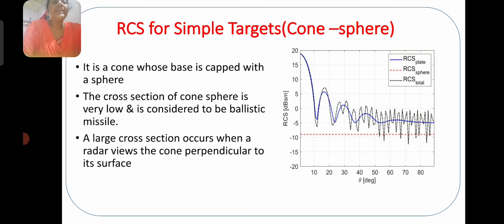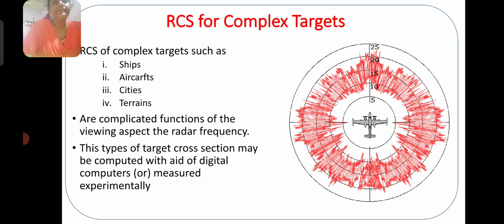So for the RCS, here we have plotted three graphs: the radar cross section of the plate, the radar cross section of the sphere, and the RCS for the total. The red line is the sphere, the blue line is the plate, and the black dotted line is the total. The axes are degrees versus RCS in dB.